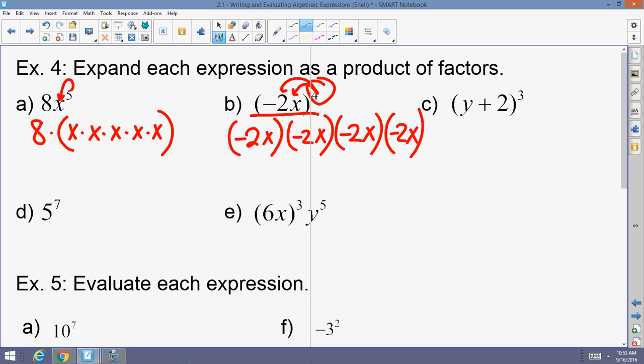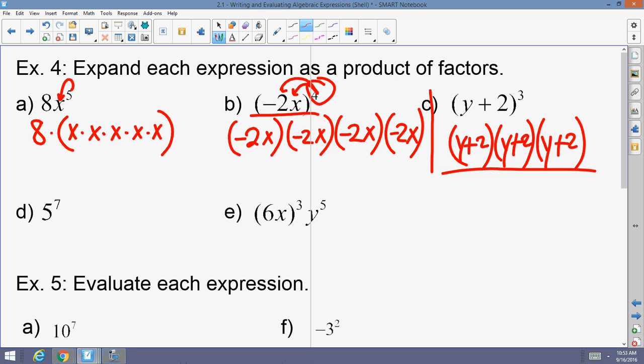Okay. C, y plus 2 cubed. People get confused with this. Don't. What's the base here? Y plus 2. So y plus 2 cubed would literally equal y plus 2 times y plus 2 times y plus 2. Bam. It's the base multiplied by itself as many times as the exponent tells you.